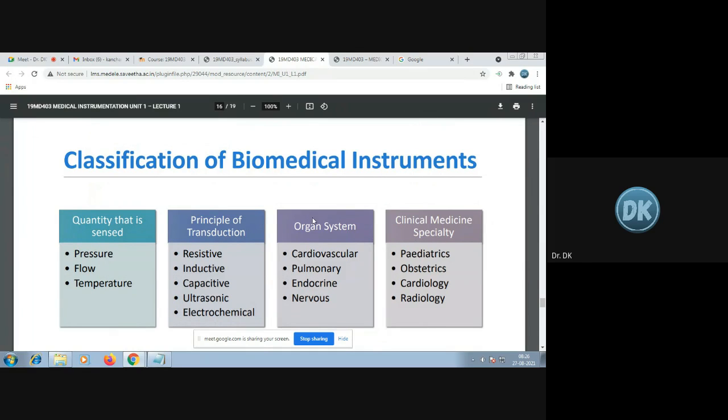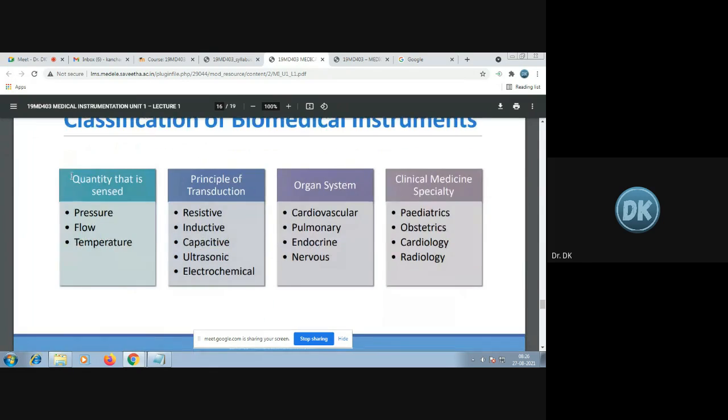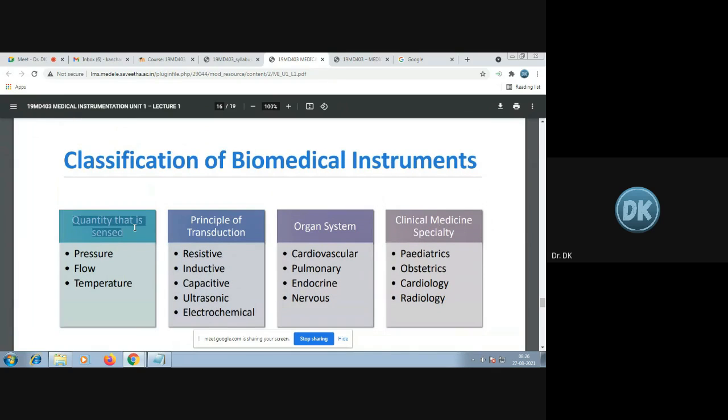If you look at the function alone, the first one is the quantity that is sensed. Whatever measurement you are going to take from the body, whether it is body pressure, blood flow or body temperature, whatever it is, based on the function, whatever variable you are going to take from the body, you can classify the medical instruments. That is the first category.